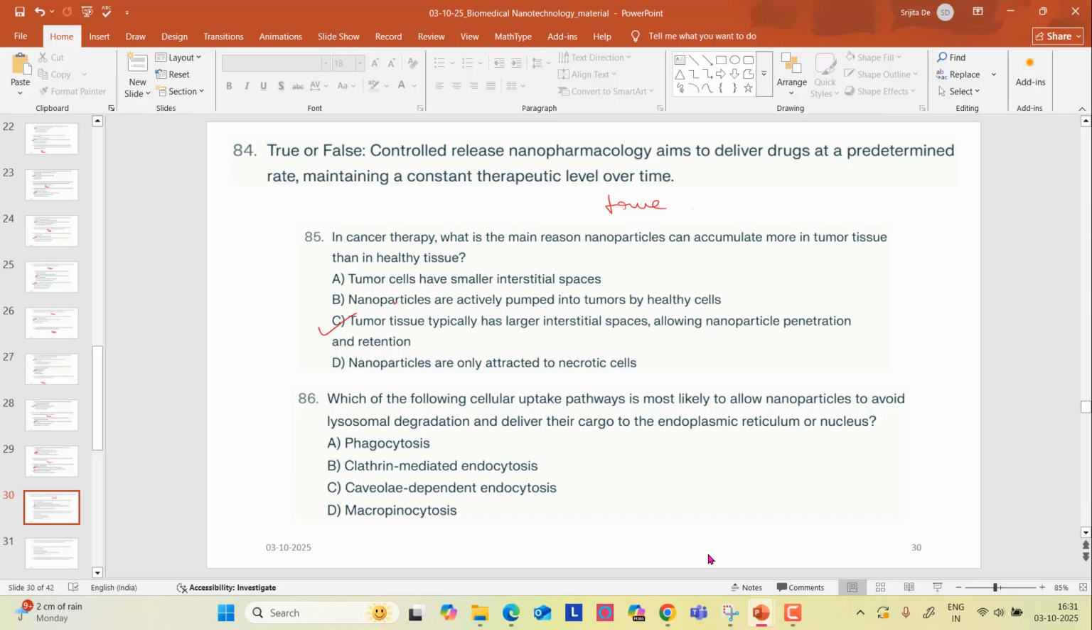Which of the following cellular uptake pathways is most likely to allow nanoparticles to avoid lysosomal degradation and deliver their cargo to the endoplasmic reticulum or nucleus? Option B. Yes, I think B or C both can happen because both of them avoid this lysosomal degradation. So I am marking both. Okay, clathrin mediated and caveolae mediated.